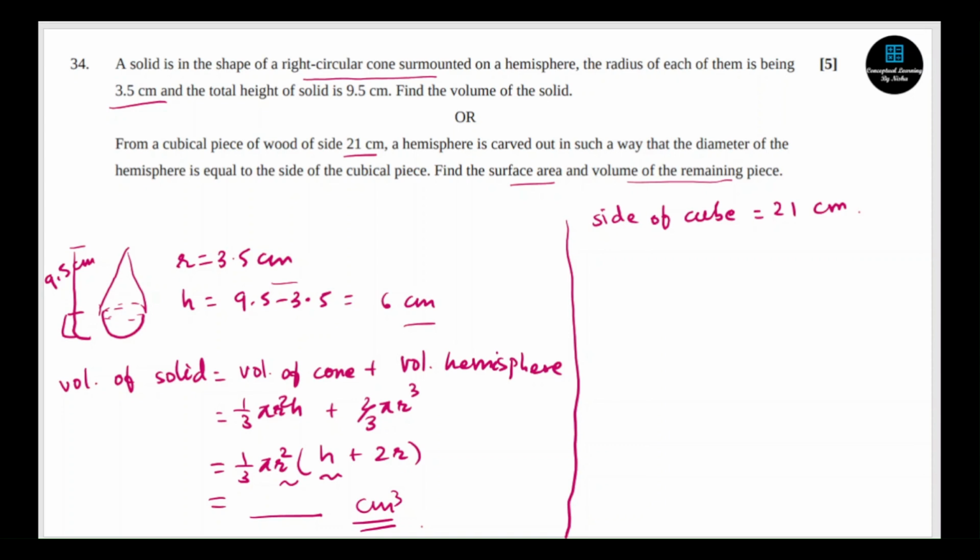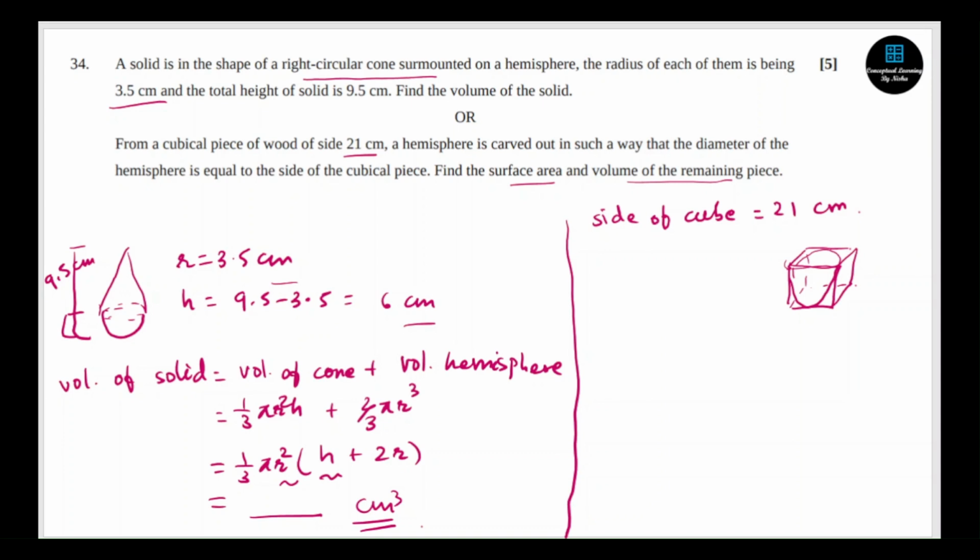So I can easily find the surface. See, this is something like this. The cube is there. Let me just make the cube first. So the cube is there, right? And then the hemisphere is carved out in such a way that the diameter of the hemisphere is equal to the side of the cubical part. So like this. This is the hemisphere. Alright. So you have to find the surface area and the volume of the remaining piece.